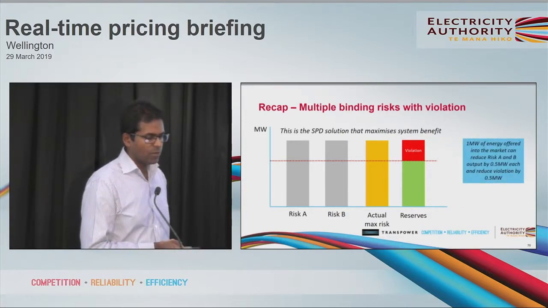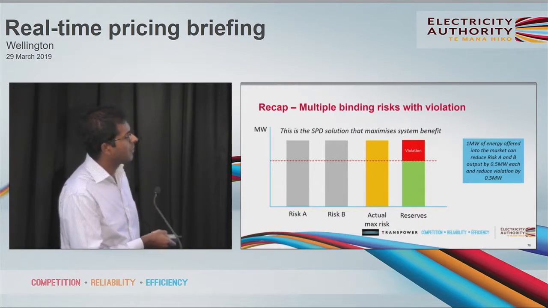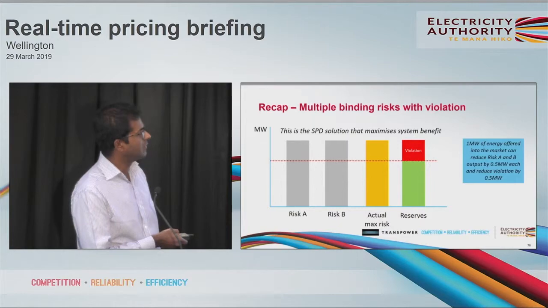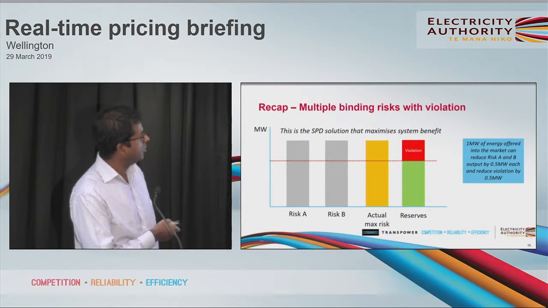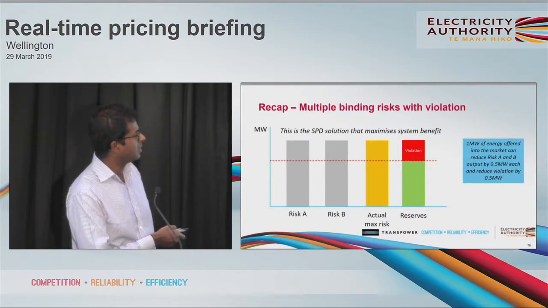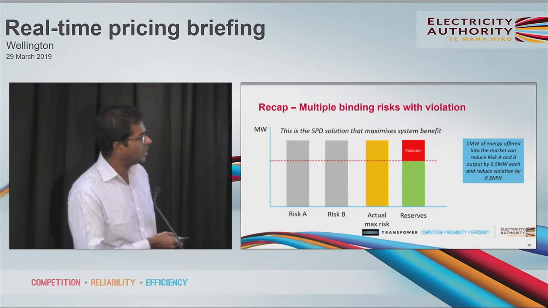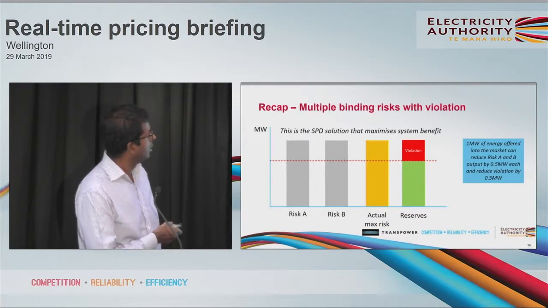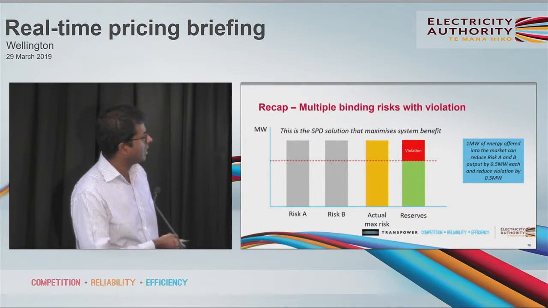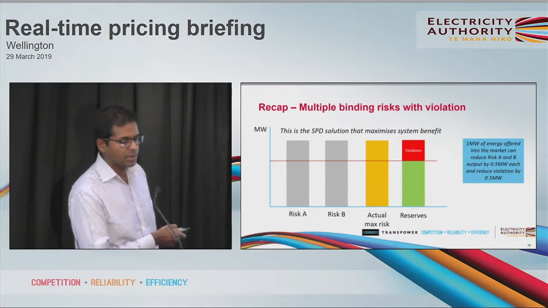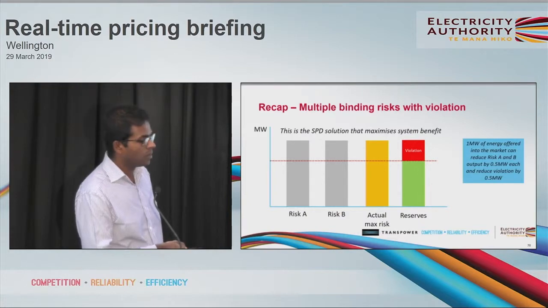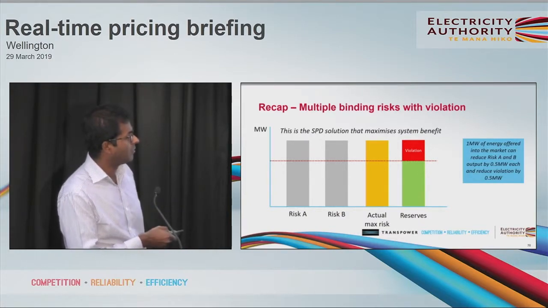Now, if you give me 1 megawatt of energy, what's the best way for SPD to use the 1 megawatt of energy that you give it? Well, it could reduce risk A by 1 megawatt, but if you reduce risk A, you make no impact on the violation because risk B will still be setting the violation, still be setting the maximum. So the best way SPD could use the 1 megawatt that you give it of energy is to reduce each of these, risk A and risk B, by half a megawatt each. So if you reduce them by half a megawatt each, the actual maximum risk reduces by half a megawatt, which reduces your violation by half a megawatt. So 1 megawatt of energy is worth half a megawatt of violation.